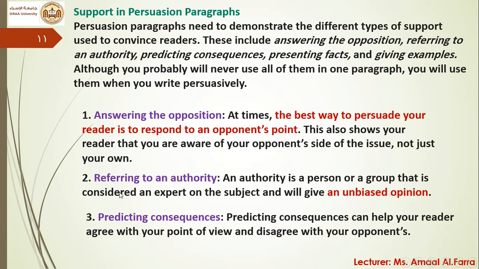The second type of support is referring to an authority. An authority is a person or a group that is considered an expert on the subject, and will give you an unbiased opinion. Here the authority's opinions are unbiased opinions. So when you want to persuade your reader, you can refer to an authority, to this expert who has an unbiased opinion.